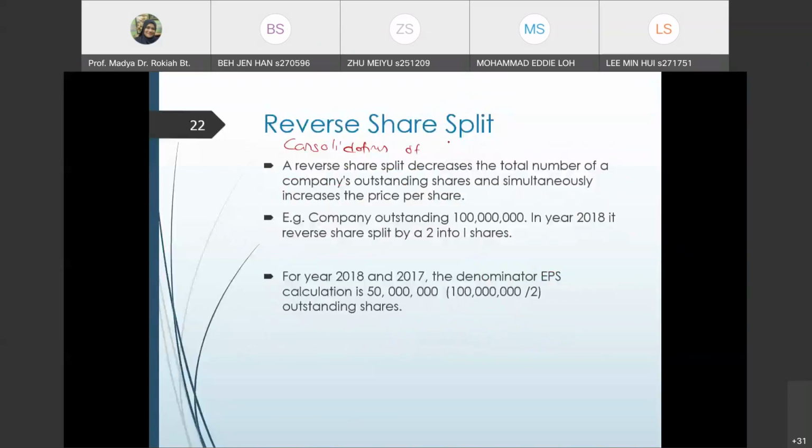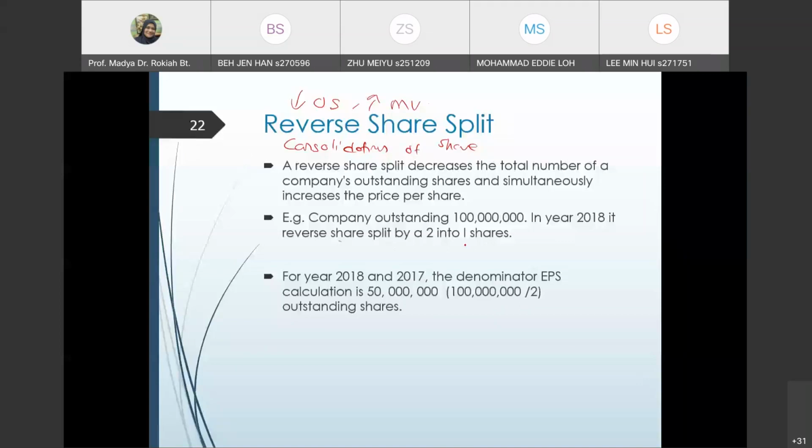Okay, a reverse share split decreases the number of shares. It's going to reduce the number of shares, and then it's going to increase the market value of the shares. For example, here the company has 100 million. In the year 2018, it does a reverse share split of 2 into 1 share. So 2 shares become 1.